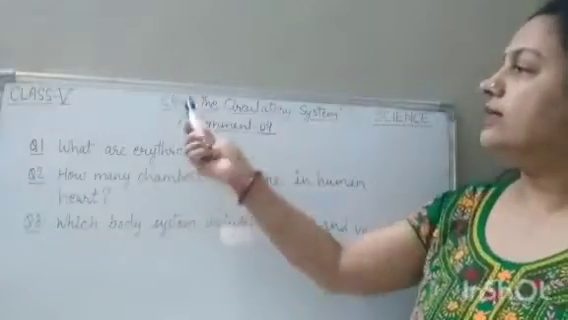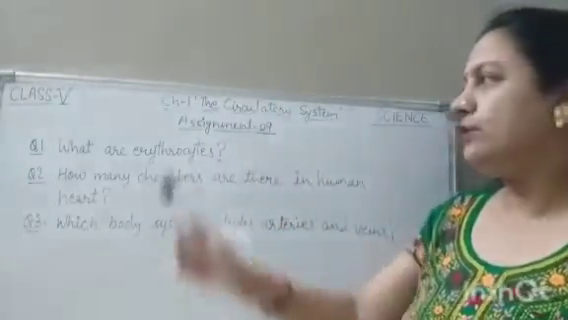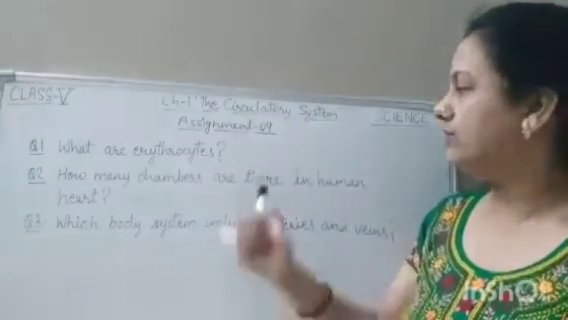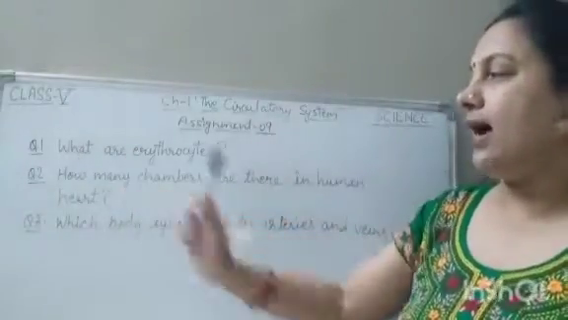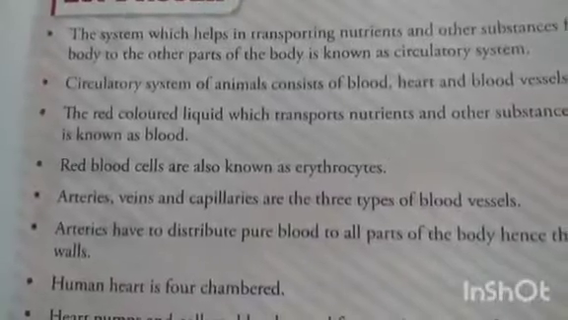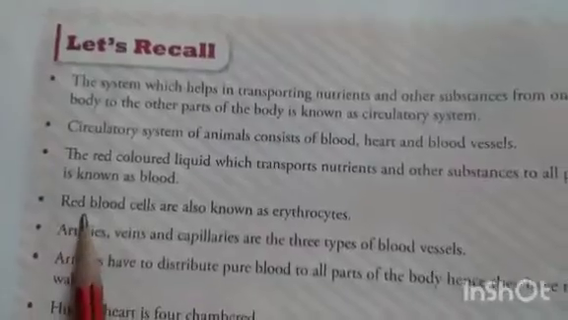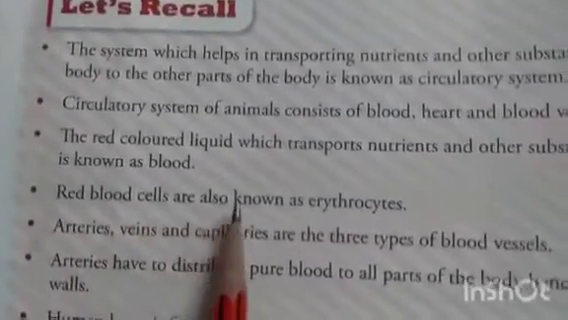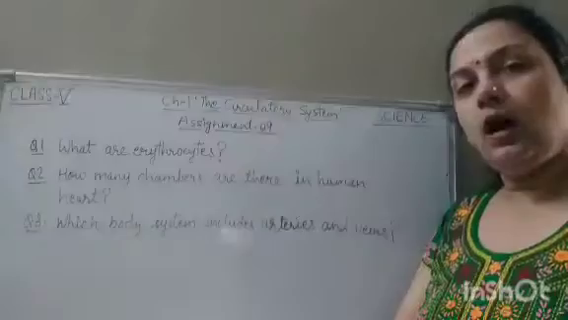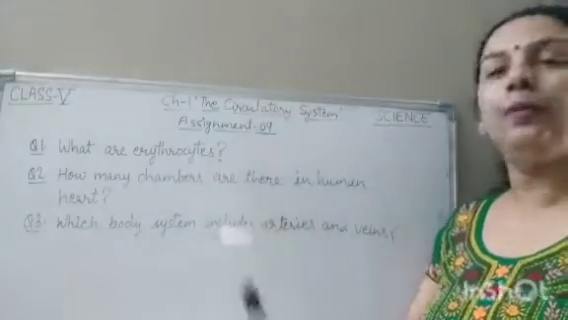Now children, our next assignment is 9th home assignment, which is based on chapter 1 the circulatory system, and the first question of this assignment is what are erythrocytes? Children, on page number 12 in your book it is given. You will write from here red blood cells are also known as erythrocytes.